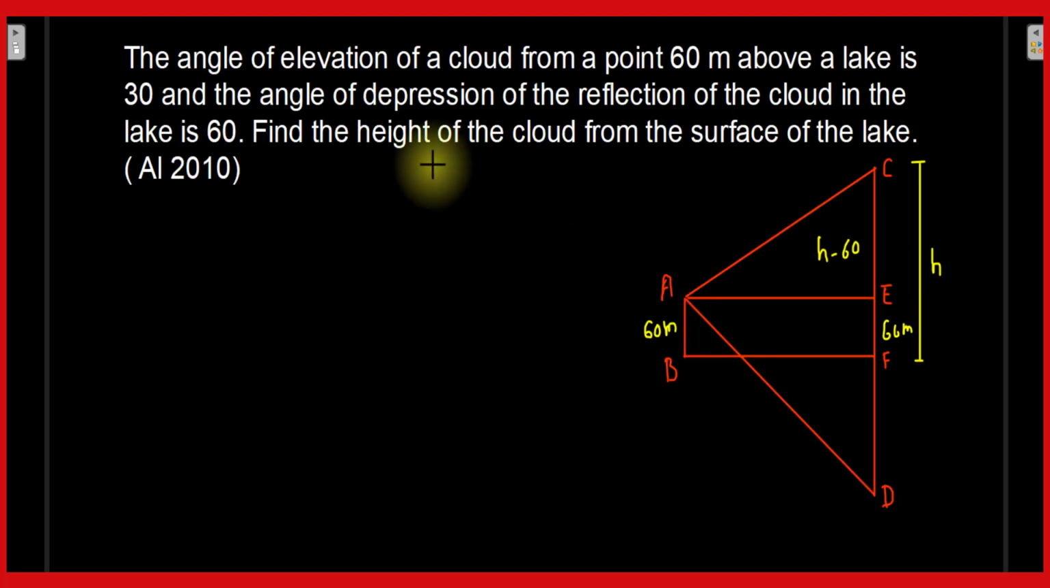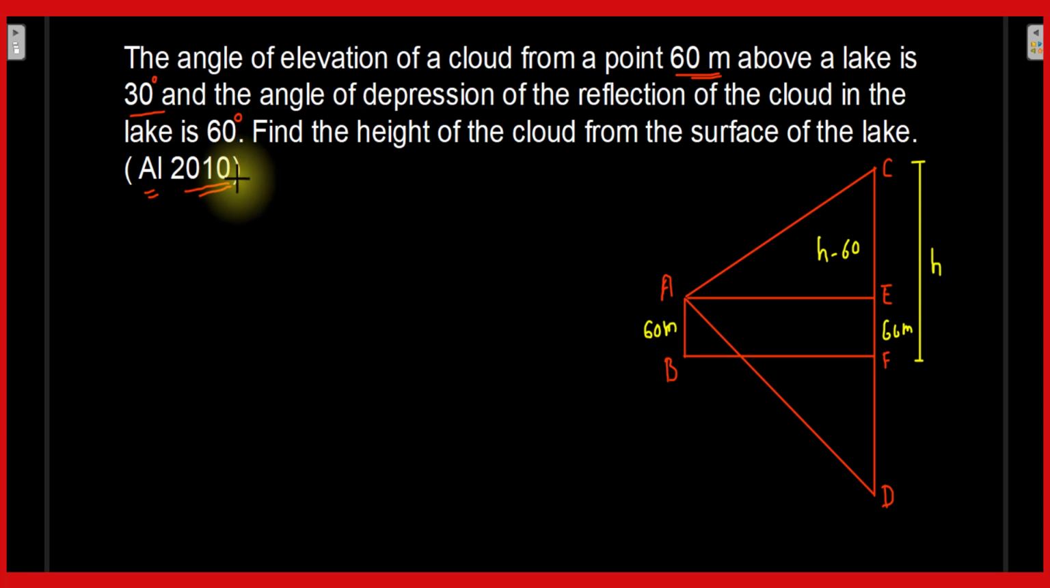Friends, here is the question on the screen. The angle of elevation of a cloud from a point 60 meter above a lake is 30 degrees, and the angle of depression of the reflection of the cloud in the lake is 60 degrees. Find the height of the cloud from the surface of the lake. This question was asked in All India Examination 2010.